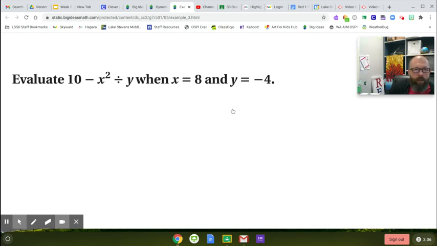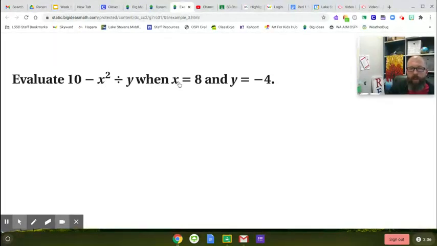What's happening, 7th graders? We are here at 1.5, example 3. And remember, evaluate is a fancy word for solve. And now we're going to start substituting numbers for the letters, also known as variables. So we call these variables.